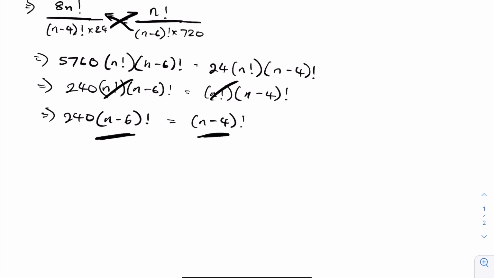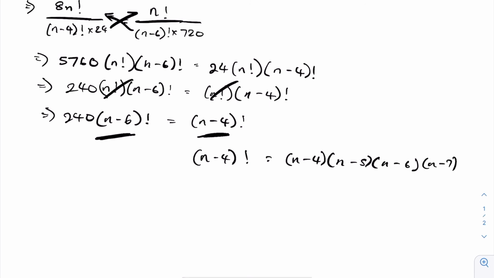How? Well, n minus 4 factorial is also equal to n minus 4 times n minus 5 times n minus 6 times n minus 7, so on and so forth, which can be seen as n minus 4 times n minus 5 times n minus 6 factorial, because it'll keep going on n minus 8, n minus 9, n minus 10, and that's how n minus 6 factorial does too. So we can actually cancel these out and replace this with this.